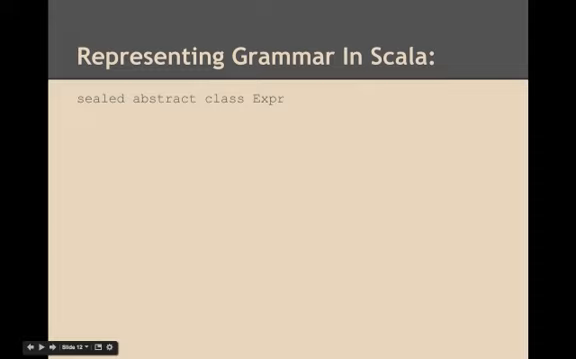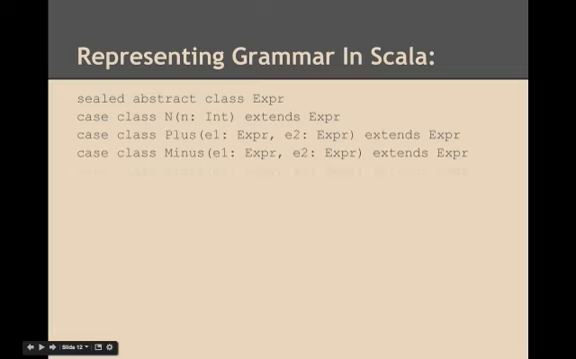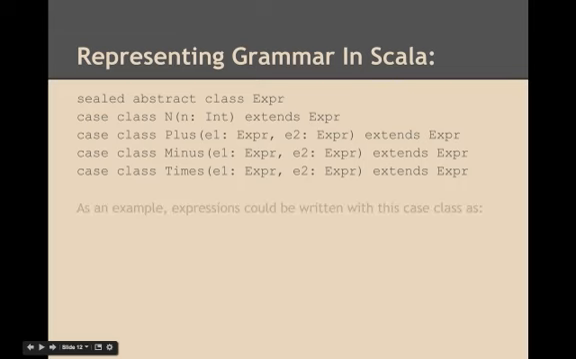First, a sealed abstract class that we call Expr for expression, then a case class N for integers, and 3 more case classes, Plus, Minus, and Times, that will represent addition, subtraction, and multiplication. Each of these will take 2 arguments, a left and a right argument, each of which is also an expression.